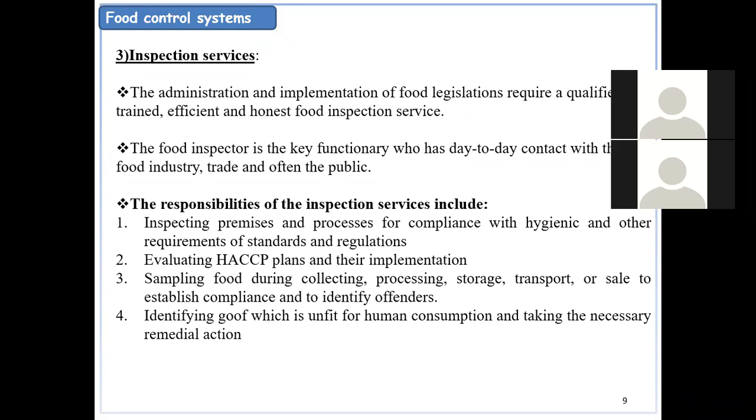And he will lose credibility. And if I'm going to have a shift temperature, not a thermometer, he will lose credibility. So we should know that the inspector has a key function in the food control system, because he's the one who has day-to-day contact.